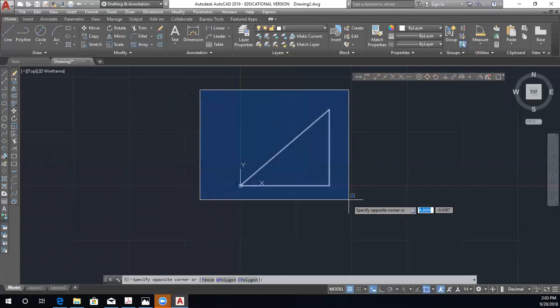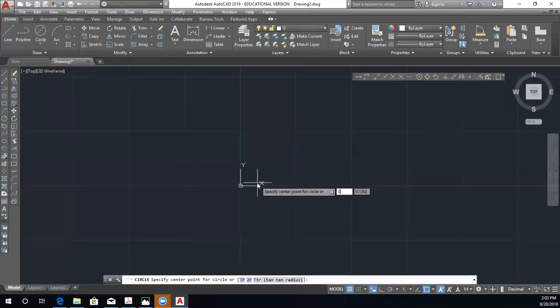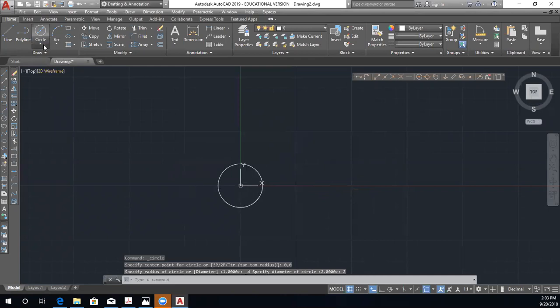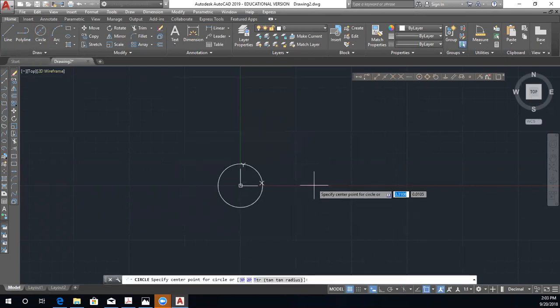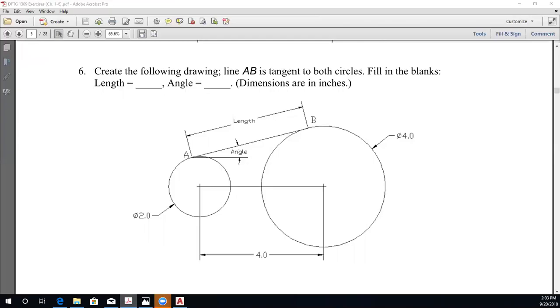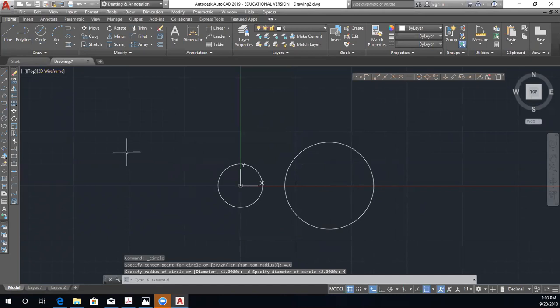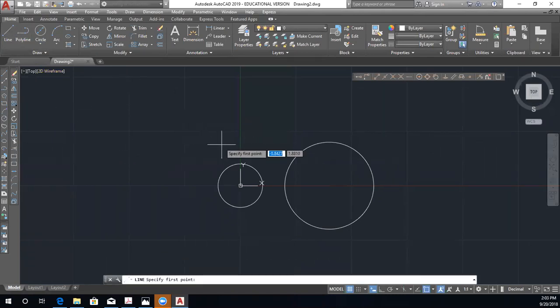All right, I'll use the selection window to delete that triangle. Okay, I'll do a center diameter circle at 0, 0, enter. And then the diameter for that is 2, enter. And then we'll do a center diameter circle at 4, 0. And the diameter for that one is 4, enter.